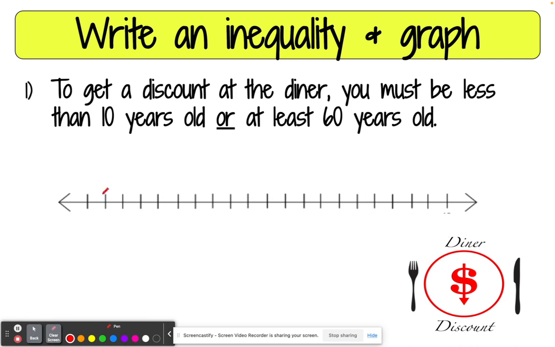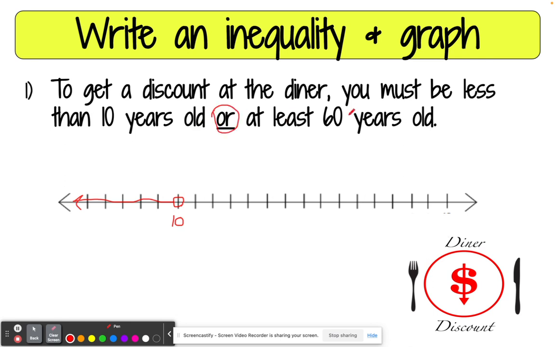To get a discount at a diner, you must be less than 10 years old. So if I had a 10 on here, we're saying less than that. So we would have an open circle and we'll go this way. Or, you see that or? So we know what this one's going to look like.